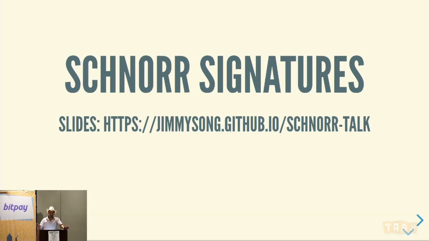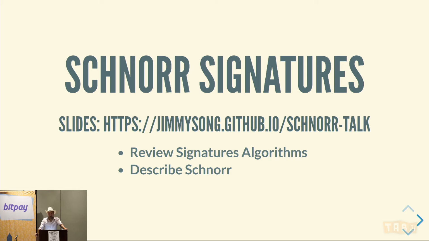Anyway, like I said, this is a technical talk, and we're going to talk about Schnorr signatures and the benefits that it brings. So let's get started. Here's the agenda. We're going to review the signature algorithm that's currently on Bitcoin, the elliptic curve digital signature algorithm, or ECDSA. Then we're going to describe what Schnorr signatures are, and then go over all of the key and signature aggregation you can do, or some of the benefits that you get out of Schnorr.